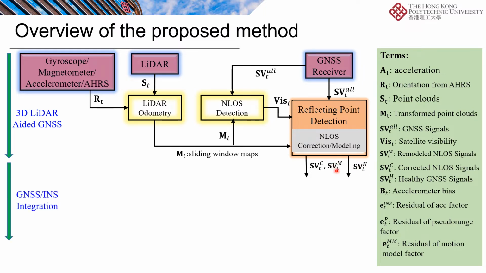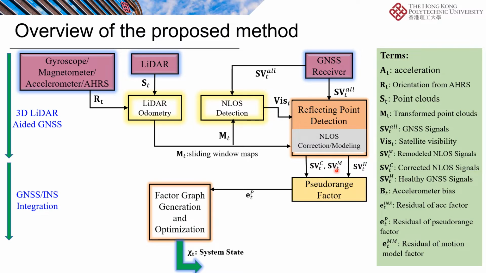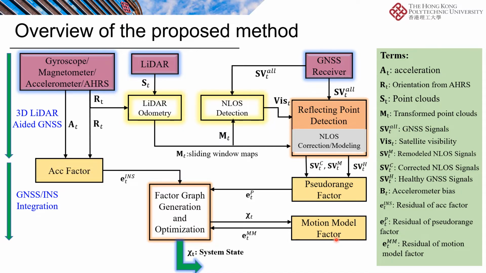Then we do the GNSS and INS integration. The first factor is the pseudorange factor, based on the rectified pseudorange measurements. The second is the motion model factor, and also the accelerometer factor based on measurements from the IMU. We also estimate the bias of the accelerometer, and then we do factor graph optimization to fuse all the factors and get the final state of the receiver.